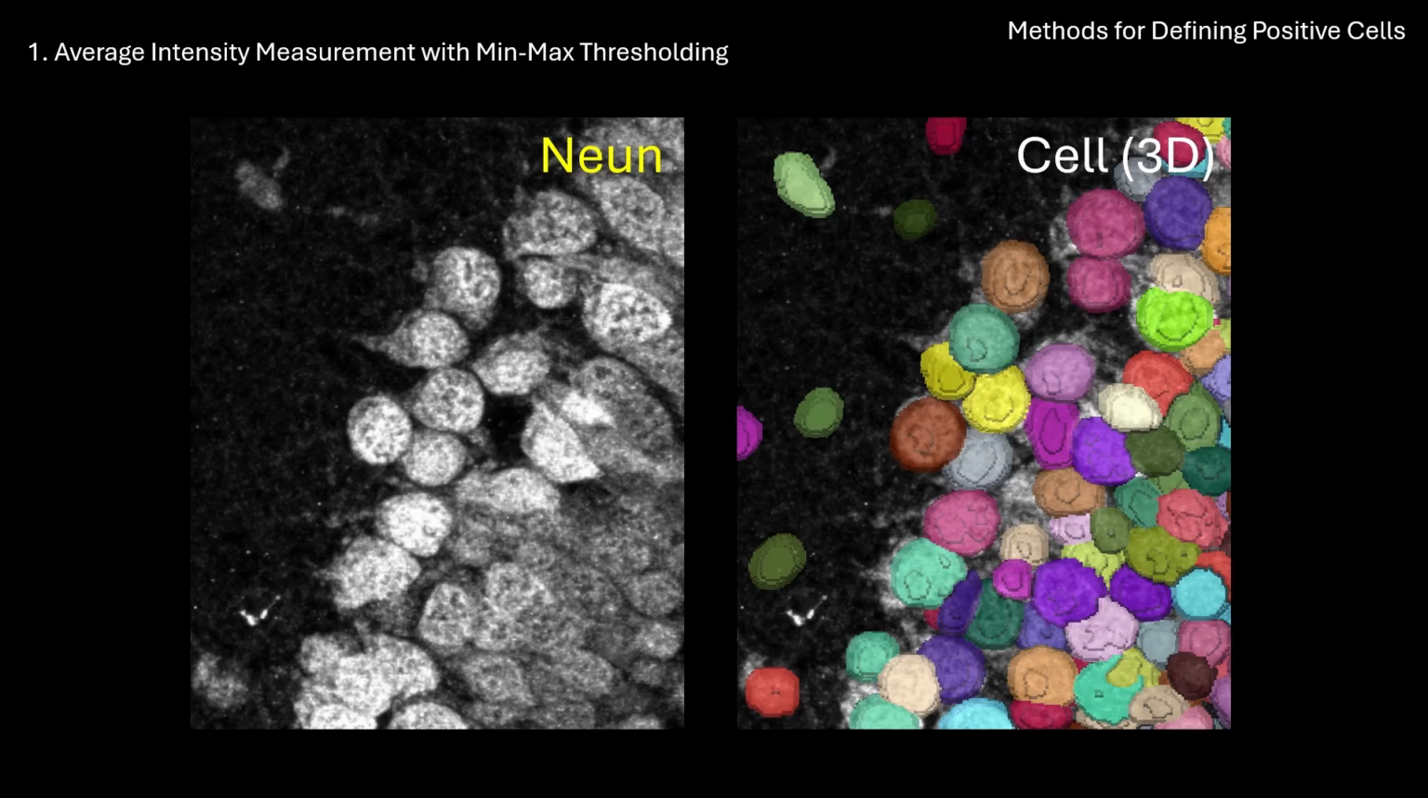Okay, so which are the three methods that one can use to define which cells are positive for a particular marker? Let's use NeuN as an example, the most straightforward one. So this first method is called average intensity measurement with min-max thresholding. And what it does is summing up all the pixel intensity values contained within the cellular compartment of choice. For example, nuclei, cytoplasm, or in this case, the cell. And then it divides it by the total number of pixels that are contained in that compartment, being a 2D shape or a 3D volume. And what it effectively does is obtaining the average intensity for each of the cells in this case.